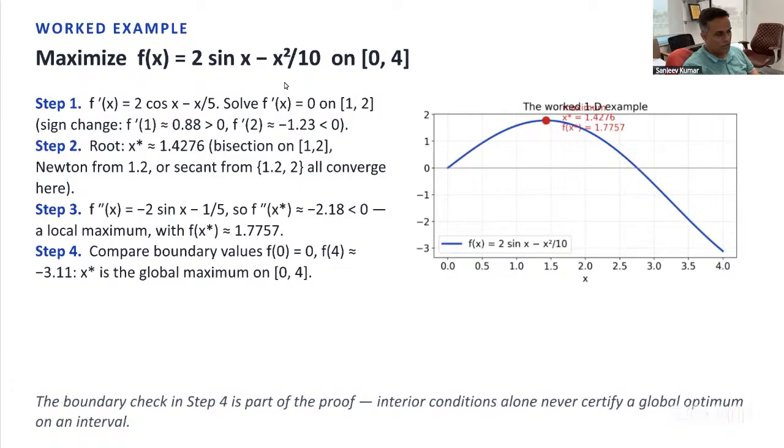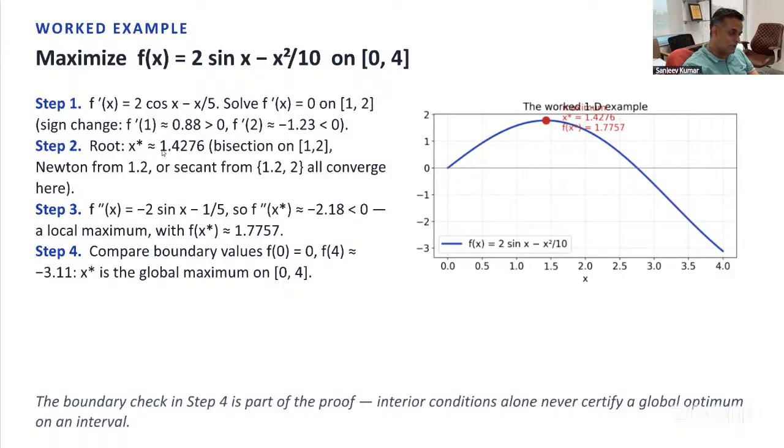But there is one more thing. When we are talking about closed interval, we need to check the boundary also. So if I check f(0), f(0) comes out to be 0, f(4) comes out to be minus 3.11. So it means the value of the function f of x, which is like 1.77, is maximum for both of these.